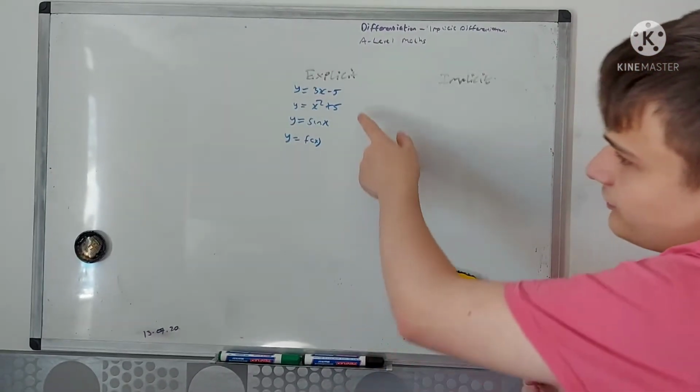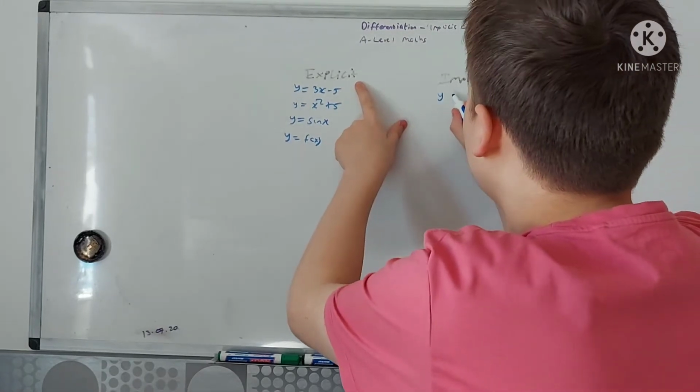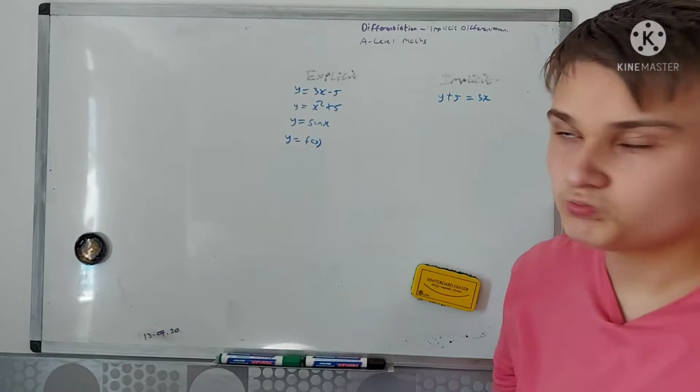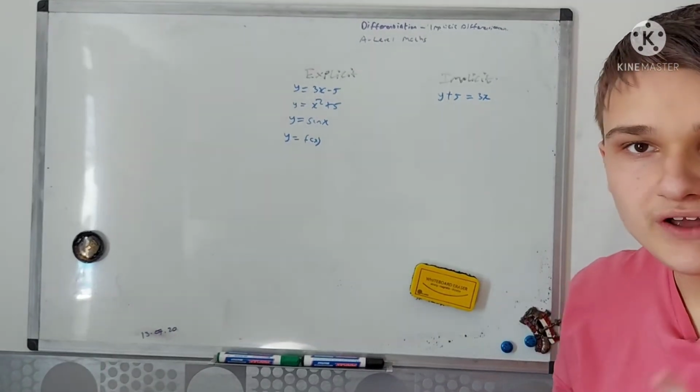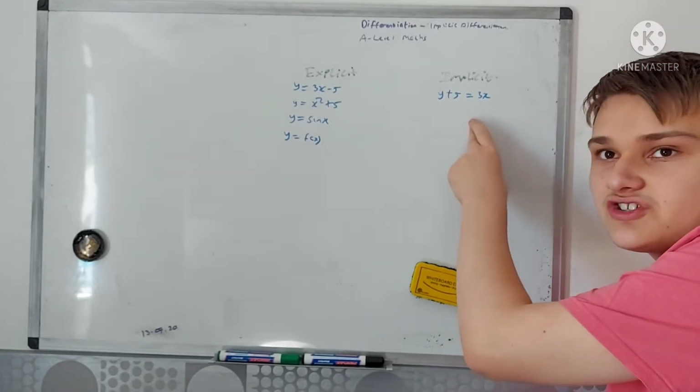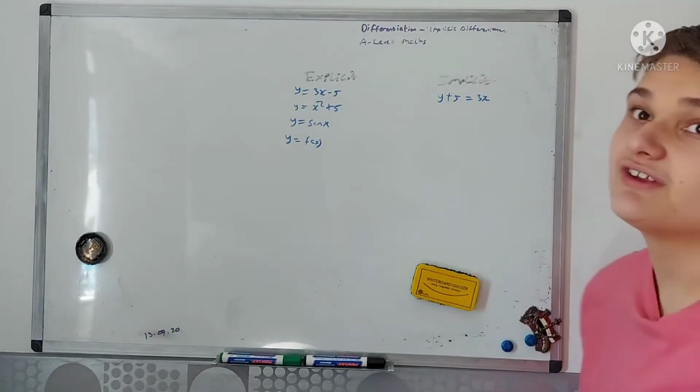Now, with this one, for example, I could just rewrite that as y plus 5 equals 3x. That is no longer y equals some function of x, it is now an implicit equation that I could then differentiate, which is what we're going to look at in this section.